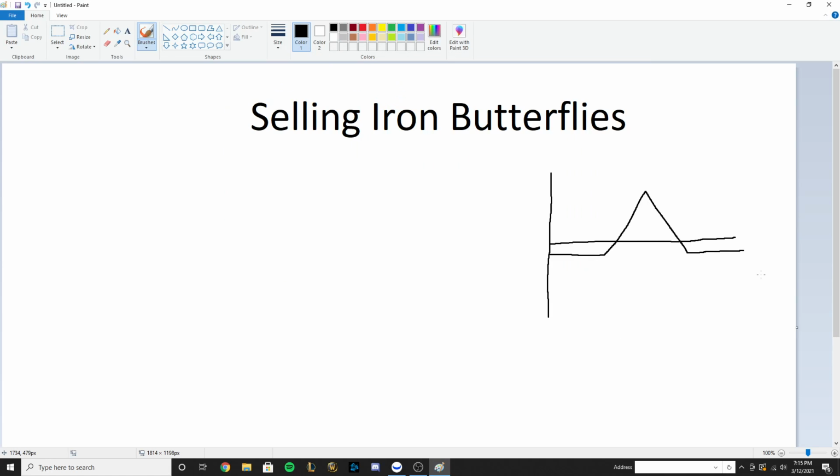I'm going to be talking to you guys today about an option strategy that I find very interesting. I think it's a really cool one. It's called the Iron Butterfly. This is basically what the P&L chart looks like.